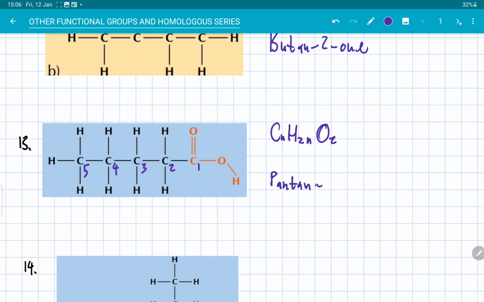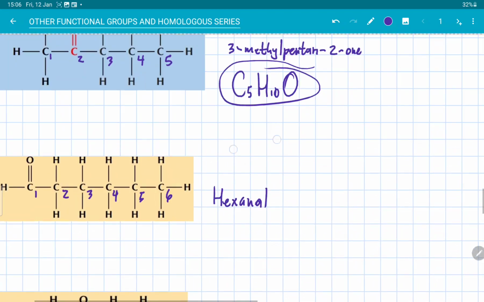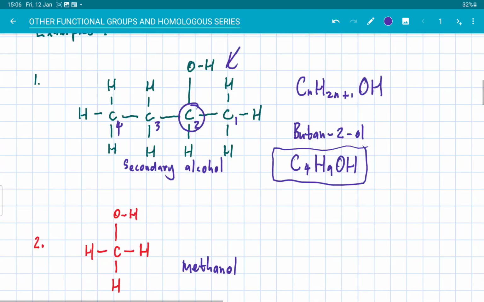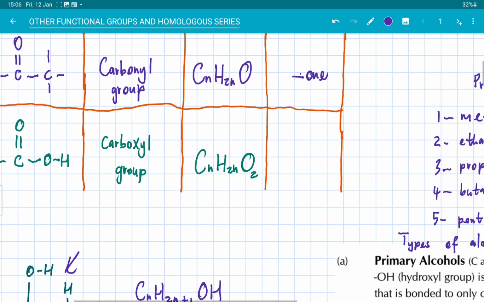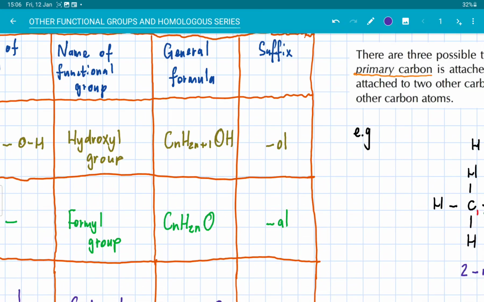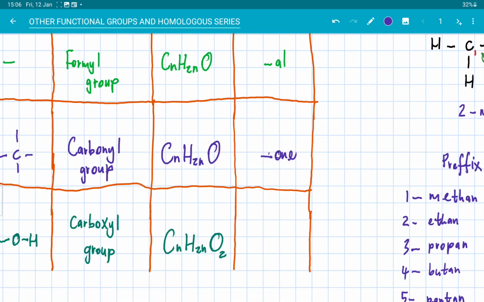Let me go back. I don't think I said this. There's something that I skipped here. Yes, I did. I gave you the suffixes of the others, alcohols, aldehydes, and ketones, forgetting the carboxylic acids. The suffix for carboxylic acids, people, is oic acid. So you just say oic acid.